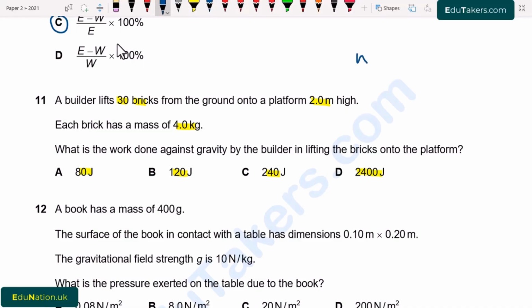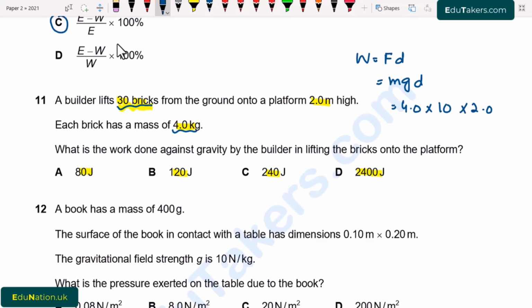So first of all, here we have to find out the work done. Work is the product of force and distance. Here force is not given, but we can find this force by using F equals mg, and distance is d, where mass is given, which is 4.0, multiplied by the value of g, which is 10, and distance is given, which is 2.0 meters. But it is given here that there are a total of 30 bricks and the mass of each brick is 4.0 kilograms.